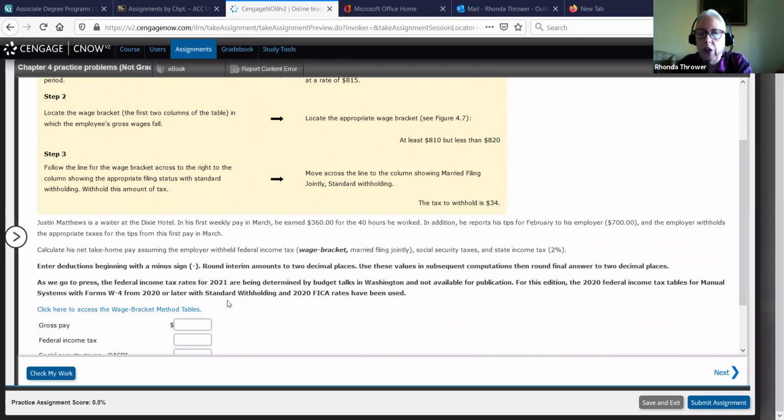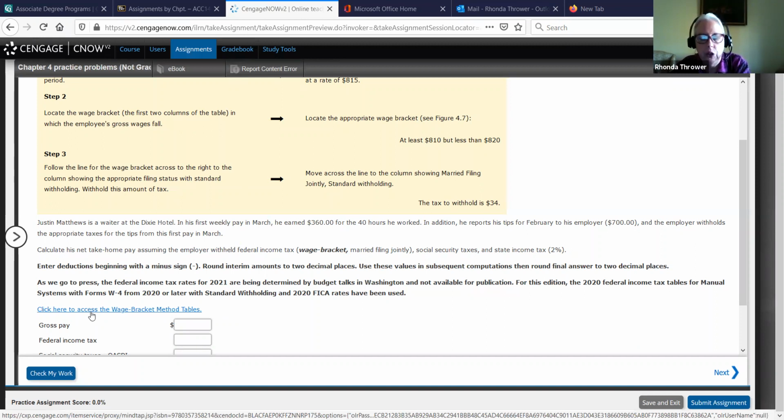We're going to use the standard withholding. That's very important when you are choosing your tables to get the correct amount that they want you to put in for your federal income tax. Notice right here, there's a link where you're going to click to access the tables that you will use with these problems.